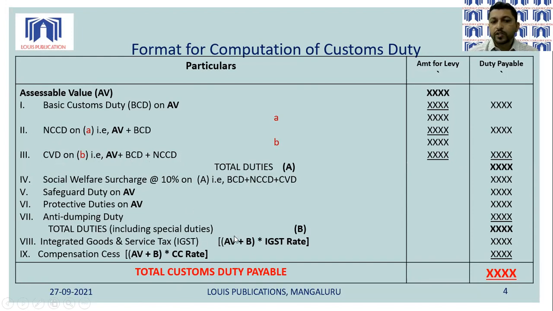When you are calculating the IGST amount, it is assessable value plus B value into the IGST rate. When we are calculating compensation cess, the IGST amount will not be taken in the calculation. So compensation cess cannot be calculated on the IGST amount. The IGST amount is nowhere included at the rate that is specified. So this is the format for computation of customs duty.